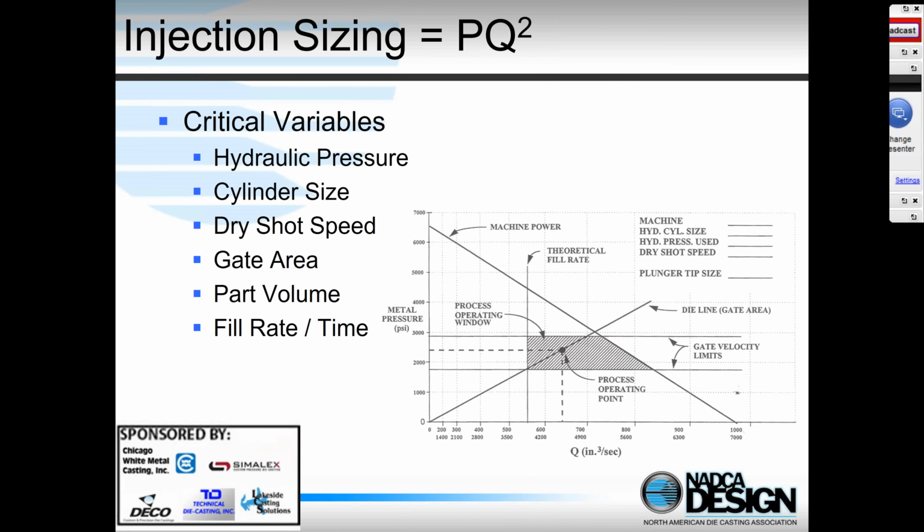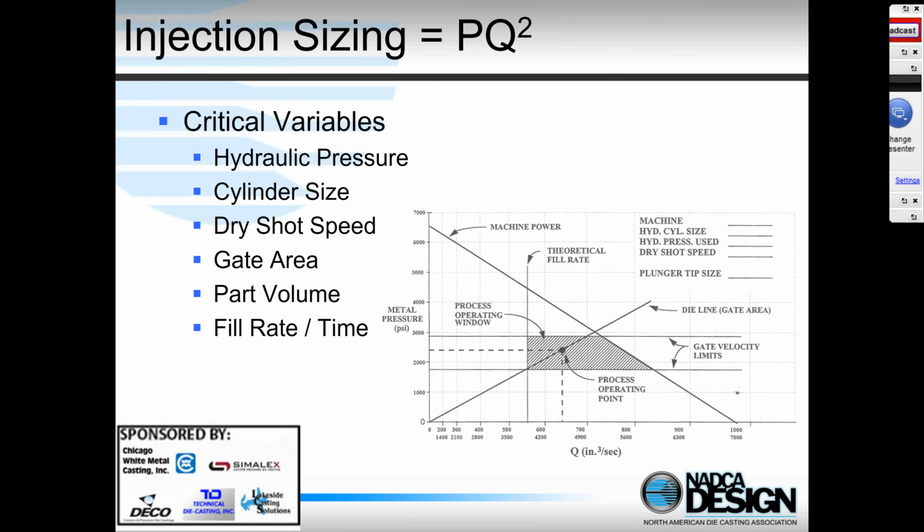So PQ squared, which is what we're showing here, is a method used by die casters to decide how big to make the injection system to produce a die casting. It includes a tremendous amount of information about a number of different parameters that we as die casters need to consider: the maximum hydraulic pressure of the machine, the cylinder size of the machine, the injection cylinder size, the dry shot speed, what's the maximum speed at which the plunger can move when it's unrestrained by liquid metal, the cross-sectional area of the gate or the nozzle, how big is the casting, how fast do I need to fill the casting. So PQ squared is a process used by die casters, and what it does is it allows us to look at all these variables in one simple chart, and that's kind of what we're showing here.